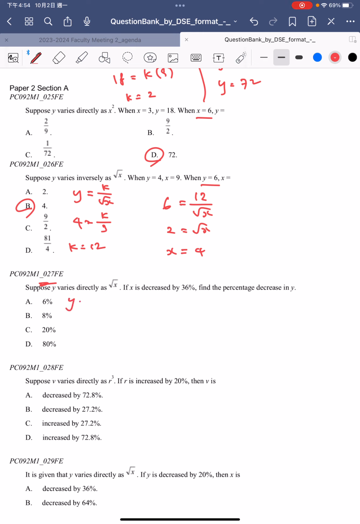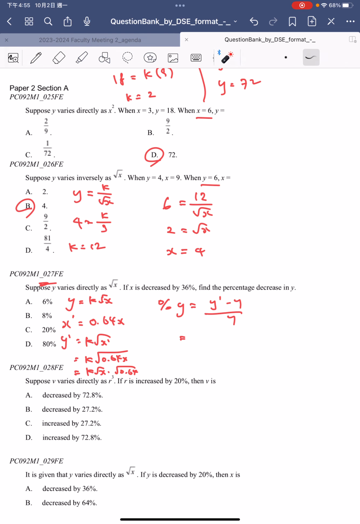And for question 27, we have y varies directly as square root x. So we have y equals k square root x. Then we say that x is decreased by 36%. Now the new x is equal to 0.64x. The new y is equal to k times the square root of the new x, so this is k times the square root of 0.64x, which equals k square root x times the square root of 0.64. The percentage change of y is equal to the new y minus the old y, divided by the old y.